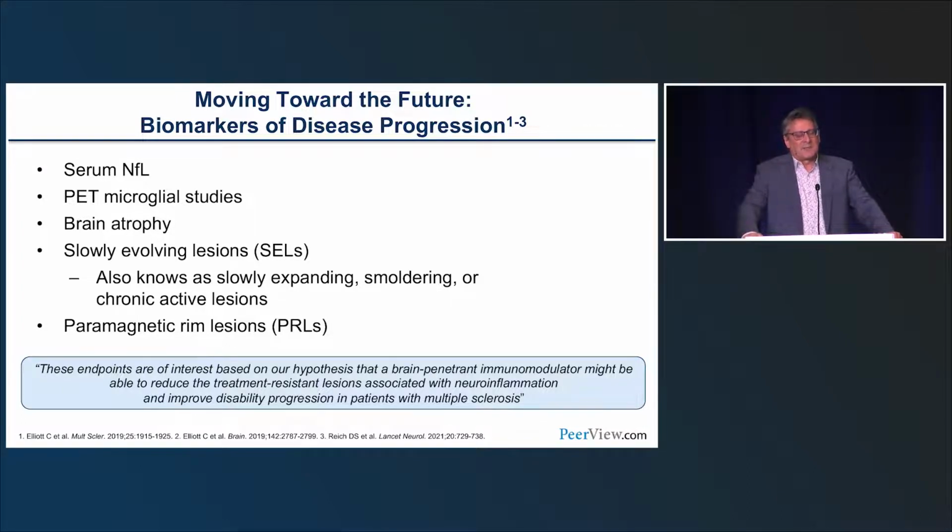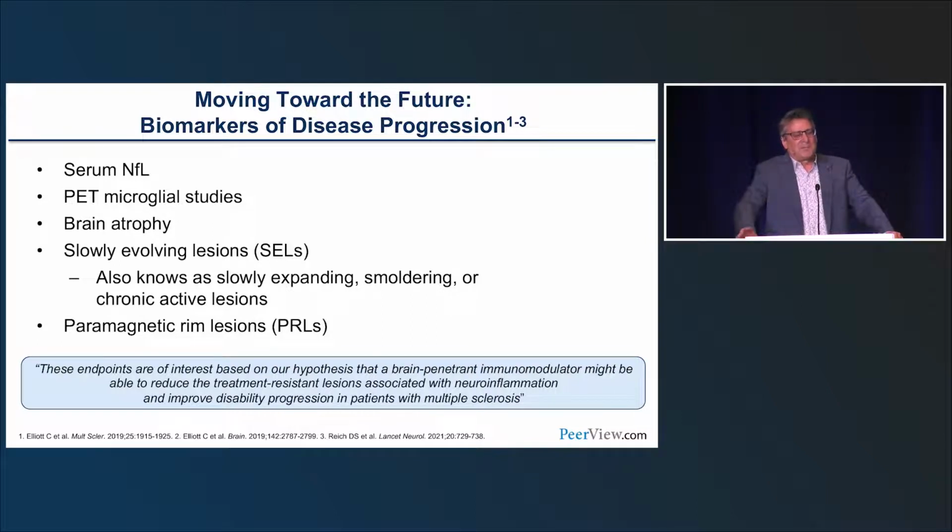And these have been labeled slowly expanding lesions. And the thought is these represent ongoing low-grade inflammation, such as microglia activation. And if you could stop that process, would you be impacting the overall mechanisms of progressive MS? So could SELs be a biomarker of progressive MS? And therefore, if you impact that, are you impacting progressive? So we still need that link, right? How well does it link to progressive MS?